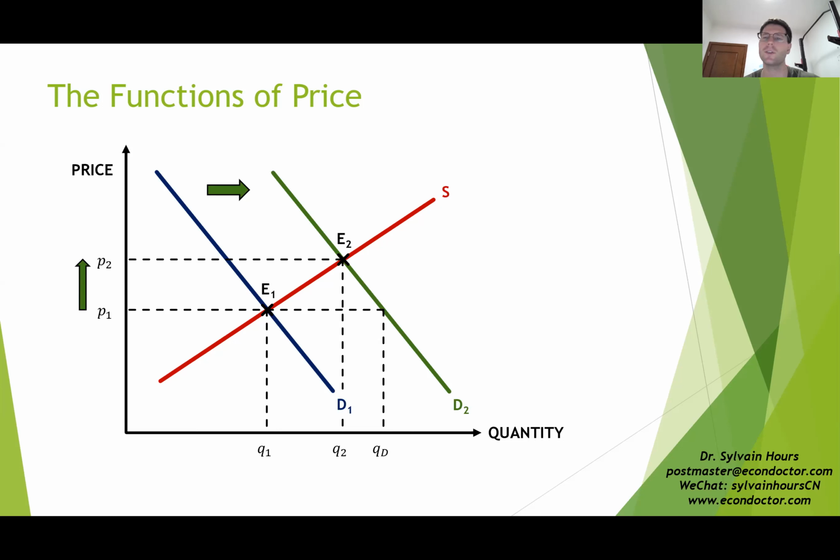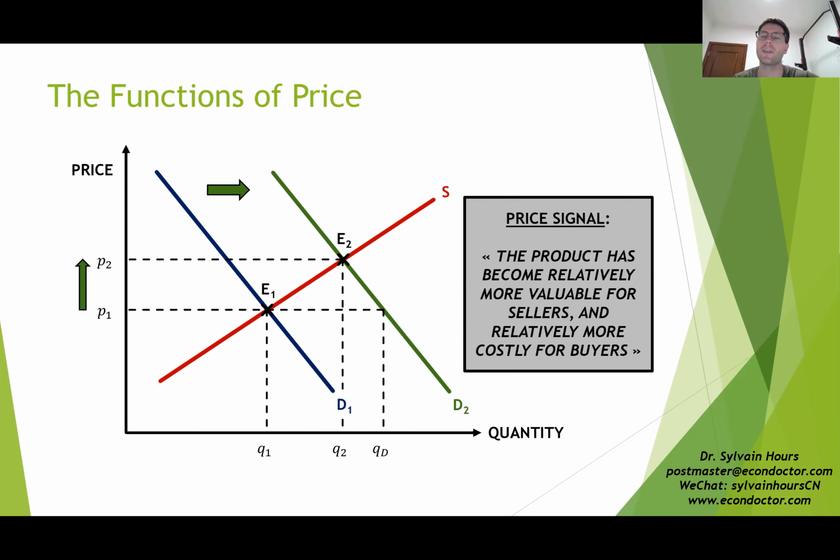But let's try to understand what happens during that process where the price increases. Buyers and sellers see that the price increases, so they receive information. That's the signaling function of the price mechanism. The message that buyers receive is, this product is more expensive, so essentially the opportunity cost of buying this product is higher. The information received by sellers is, this product has now become more valuable.